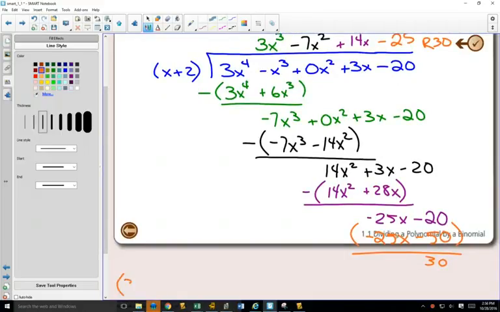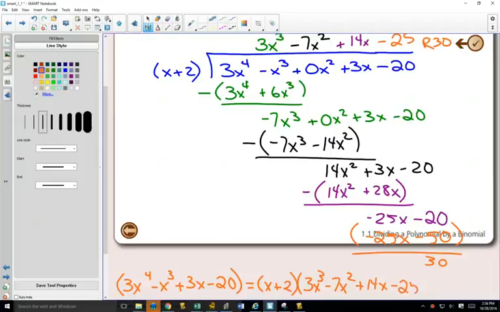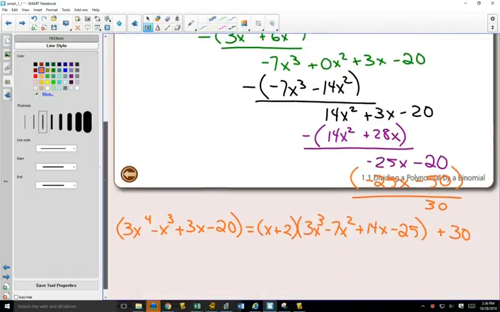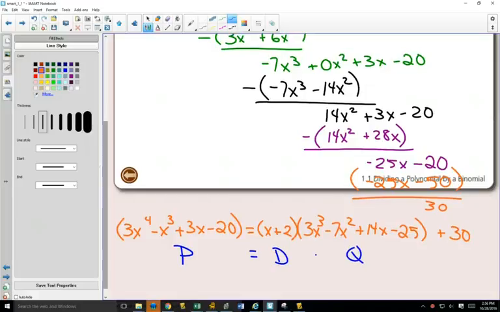And now we can write our division statement. 3x to the 4 minus x cubed. In your division statement, you don't need to include the zeros. There's our polynomial. We are dividing by x plus 2. And we got 3x cubed minus 7x squared plus 14x minus 25 with a remainder of 30 in the end. This was our polynomial. Divisor, quotient, plus our remainder.